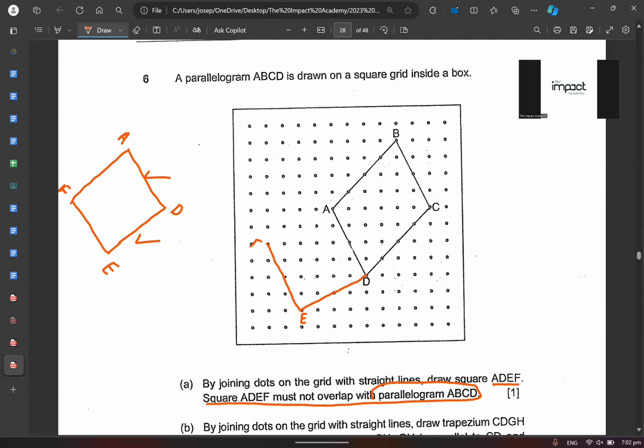All right. So this is F. Why is that so? Because 1, 2, 1, 2, 3, 4. Am I making sense? Then you connect the dots. Okay, this is the square that you're going to get. Am I making sense?